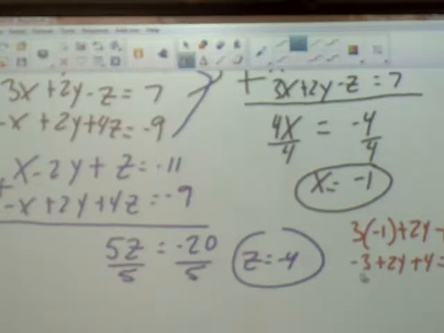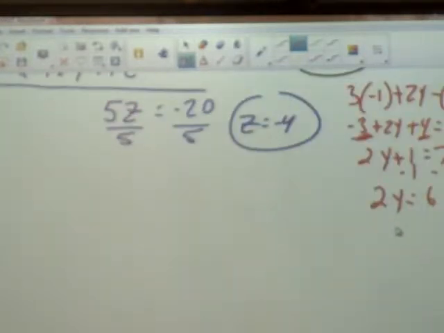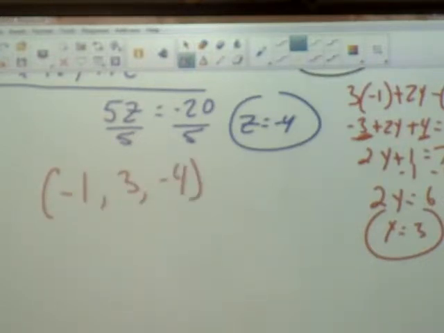Now you've got some like terms right here. Negative 3 and 4, that's 1. So now you've got your 2-step middle school equation. Subtract 1 from both sides. 2y is 6. You got it, dude. y is 3. So we've got x, y, z.